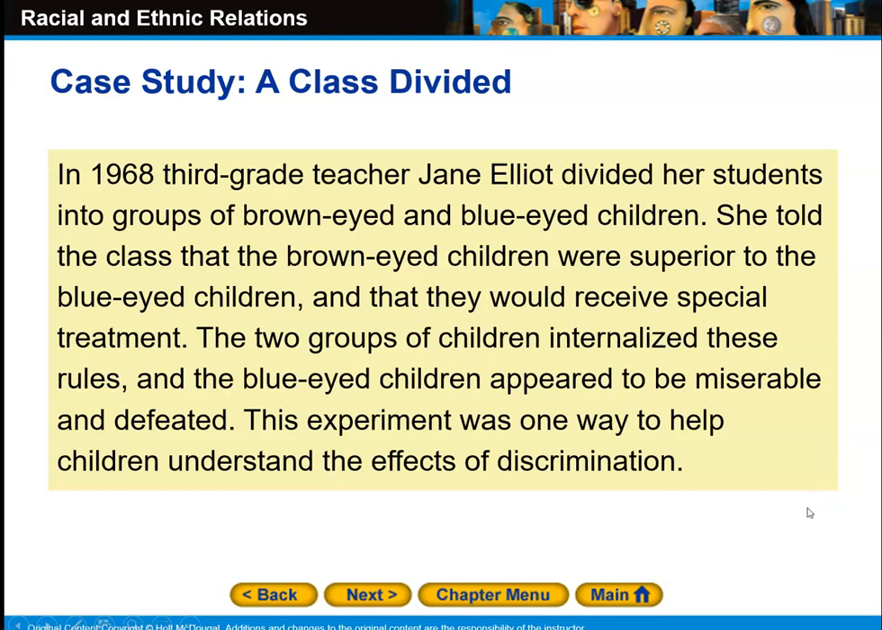In 1968, third grade teacher Jane Elliott divided her students into groups of brown-eyed and blue-eyed children. She told the class that the brown-eyed children were superior to the blue-eyed children and they would receive special treatment. The two groups of children internalized these rules. The blue-eyed children appeared to be miserable and defeated. The experiment was one way to help children understand the effects of discrimination.